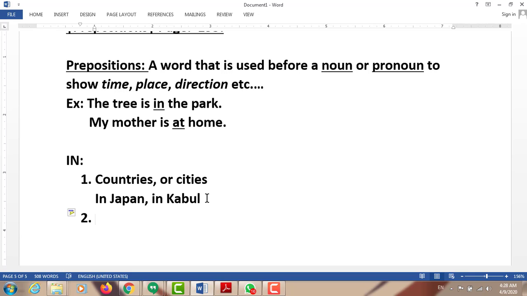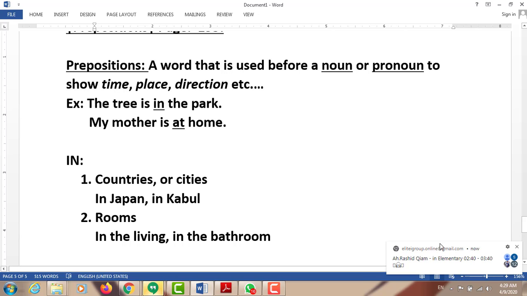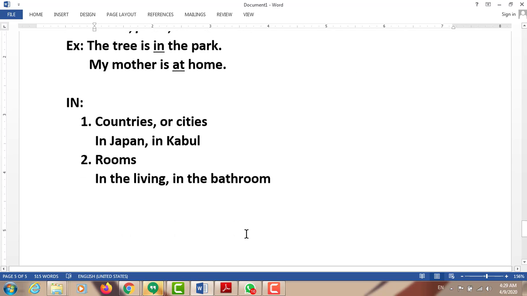Number 2. It is used for rooms. Rooms are usually closed areas. For example, in the living room, because it's a room. And in the bathroom. Bathroom is also a room. Alright, guys?